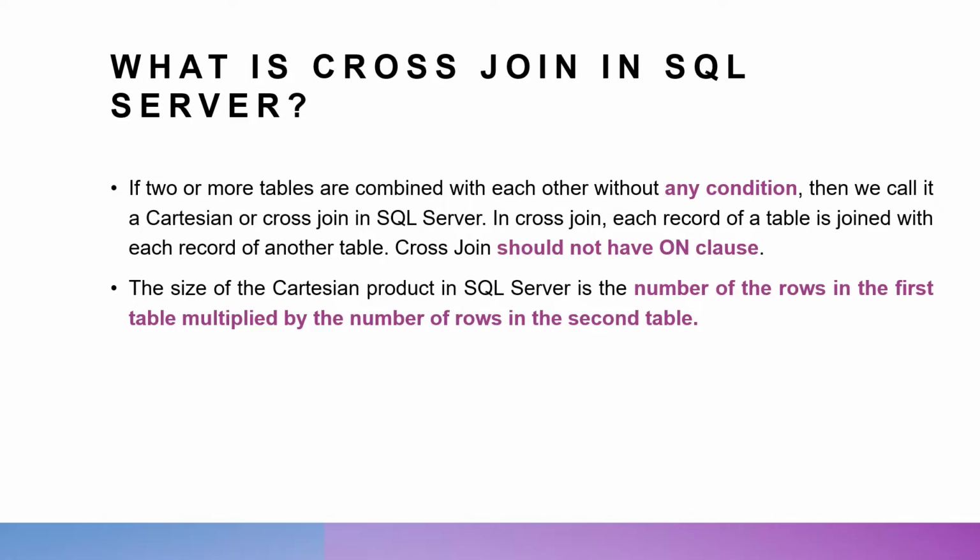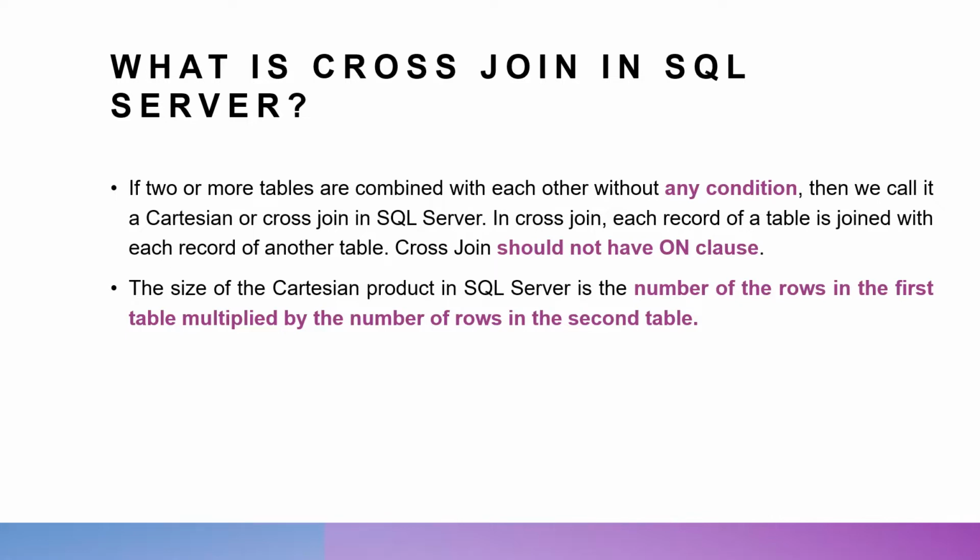Now what do you mean by Cartesian? Suppose you have two records in the left table and three records in the right table. So 2 into 3, the total will be 6 records. The output will have 6 records. That is known as Cartesian or cross join in SQL Server. So a cross join doesn't have any condition. It will take the rows from the two tables and give you the combination, without any condition.